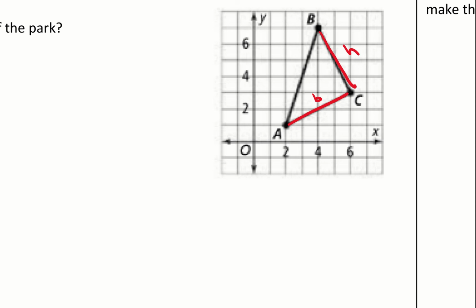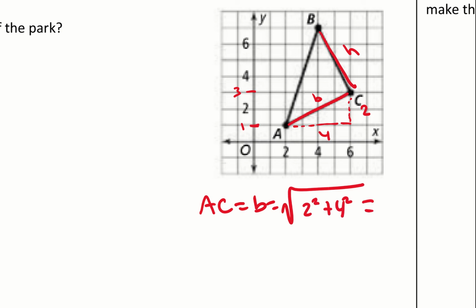So let's find the distance for AC. Well, we know that the x component here is from 2 to 6, which is 4. And the y component is from 1 to 3, which is 3 minus 1 is 2. So we can do the distance formula to get b, which is the square root of the rise squared plus the run squared. When you do that, you get 4 plus 16 is 20. So you get the square root of 20, which is the same thing as 2 times the square root of 5. The way I do that is the square root of 4 times the square root of 5 is the square root of 20, and then the square root of 4 is 2.